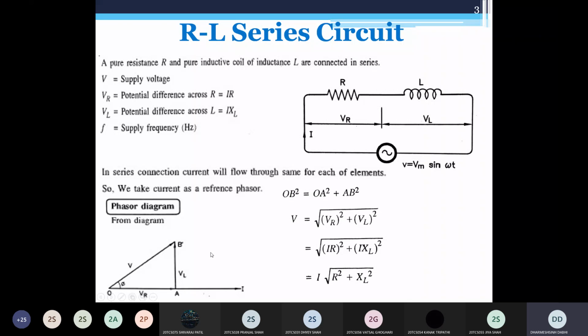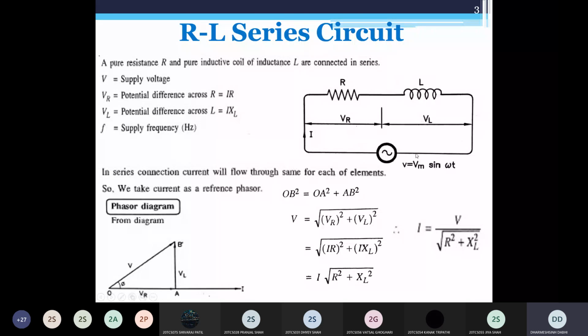Then we derived the equation of total voltage. The total supply voltage is equal to the square root of the voltage drop across resistance squared plus the voltage drop across inductance squared. That gives the total supply voltage. Taking the common I, we get I equal to V divided by square root of R square plus XL square, which is the impedance of this series RL circuit.